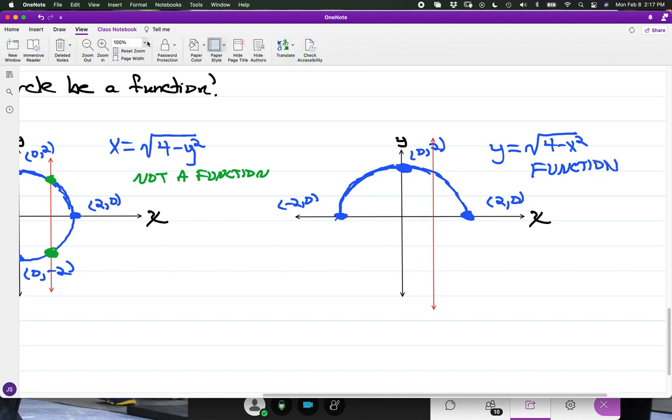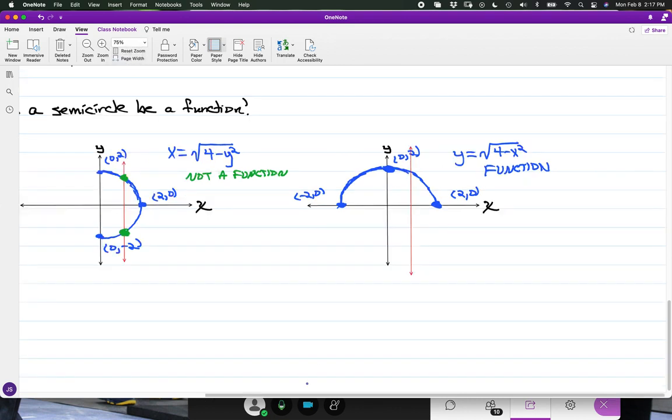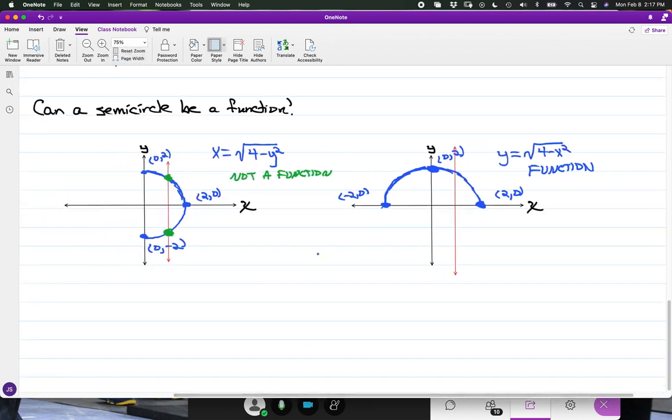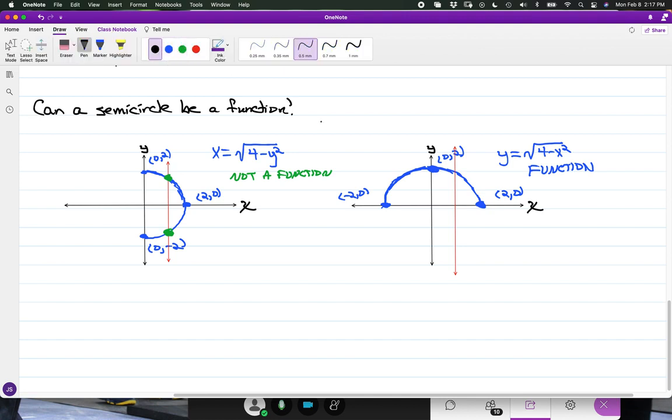So just going back to the question of whether a semicircle can be a function, the answer to that question is yes, and it depends on the layout. In other words, if you had the right half or the left half of a circle, it's not going to be a function. But if you're looking at the upper half exclusively, or just the bottom half, the region beneath the x-axis exclusively, then that semicircle would be a function.